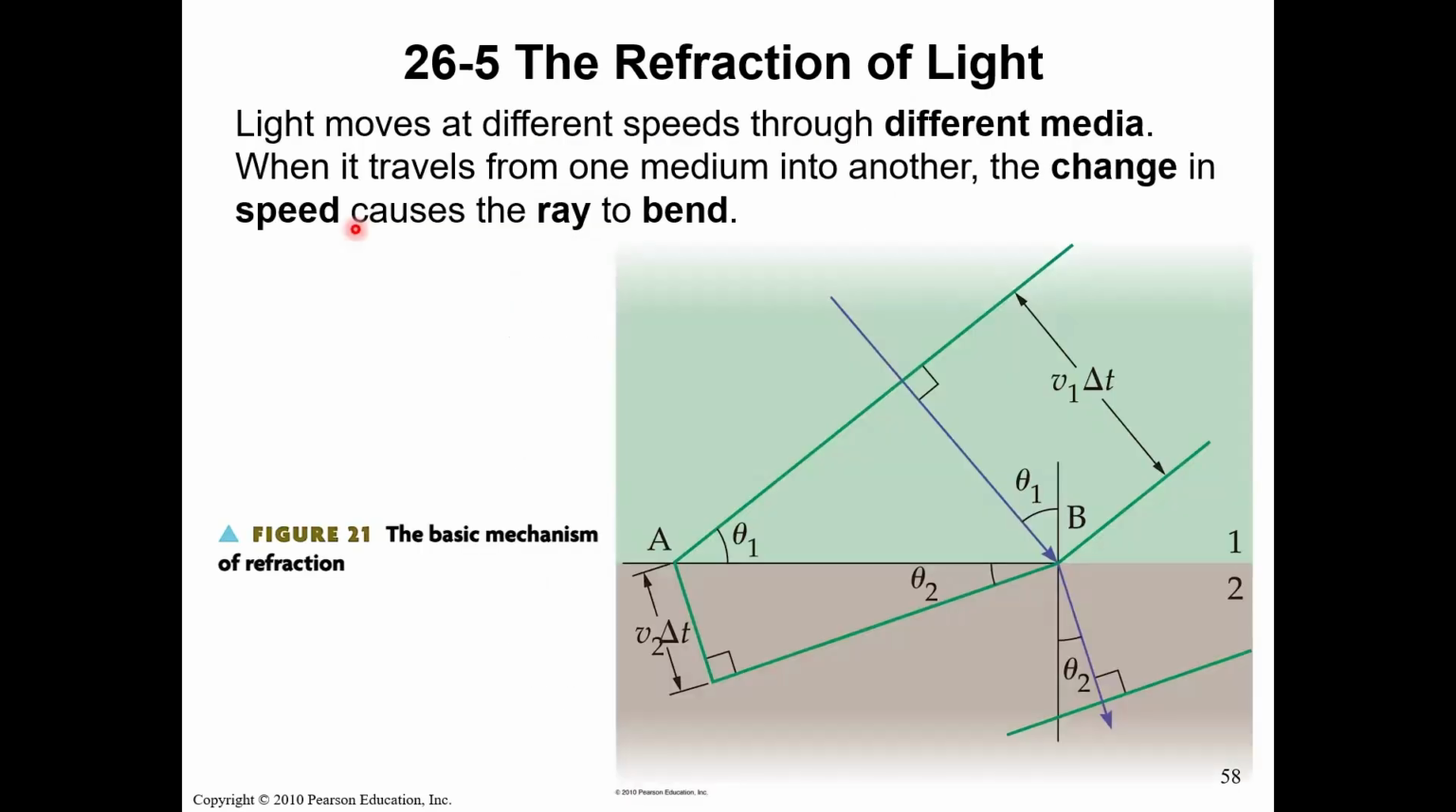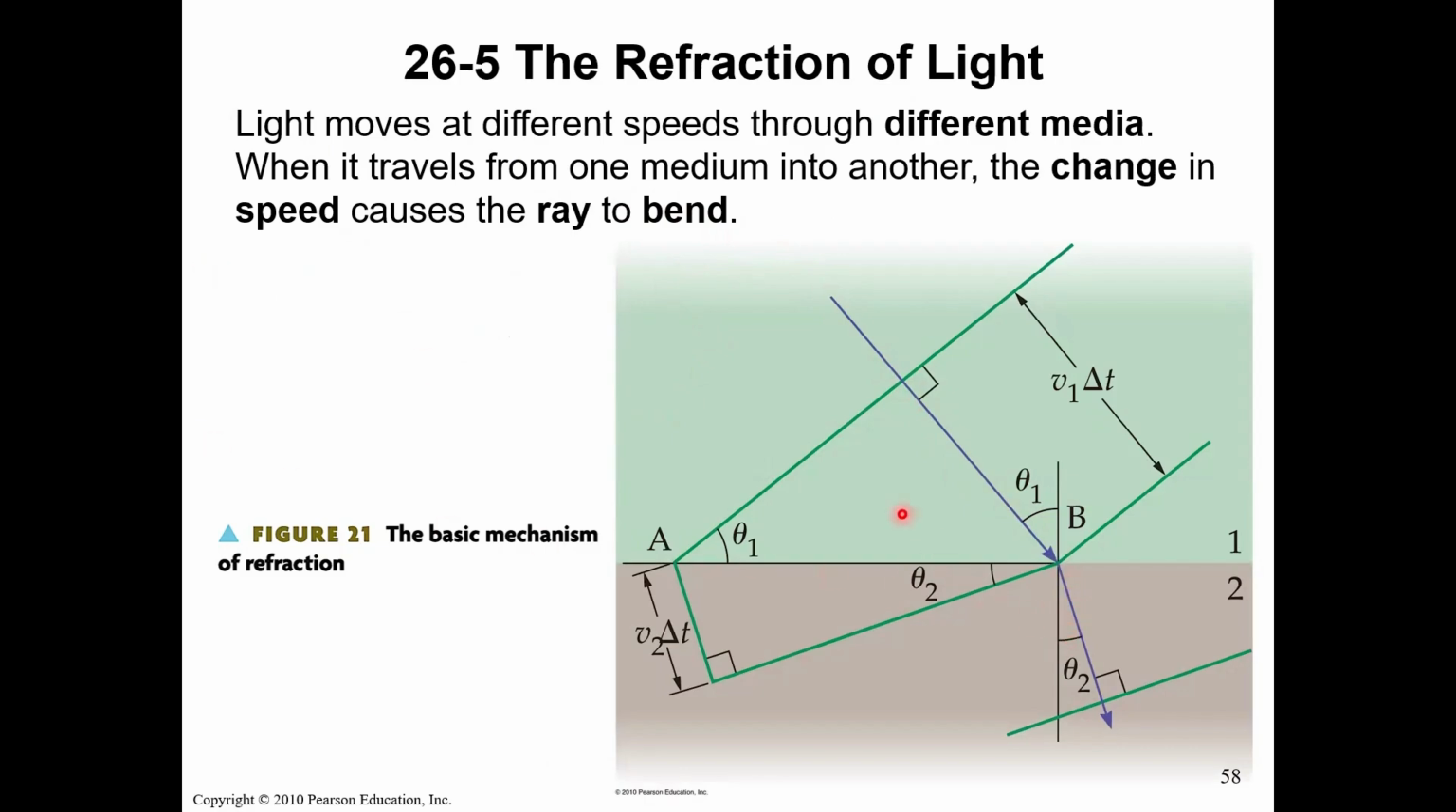Okay, so the fact that light moves at different speeds in different media will give us this phenomenon called refraction. Refraction is when light travels from one medium into another, the speed of light will change, and then the light rays will bend at the interface.